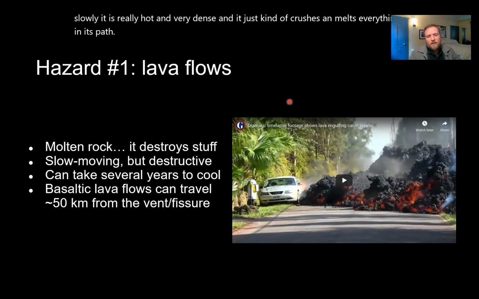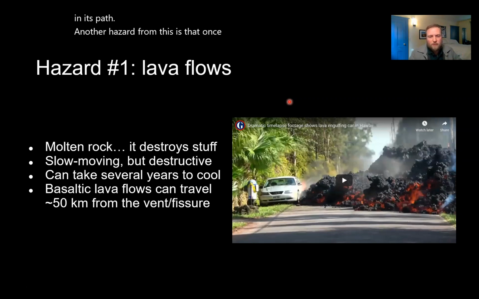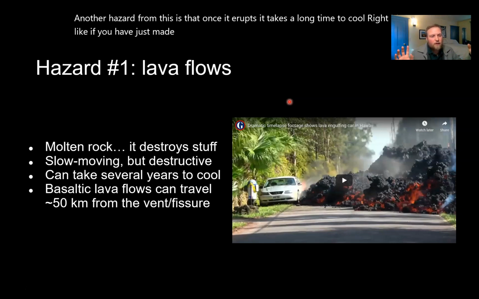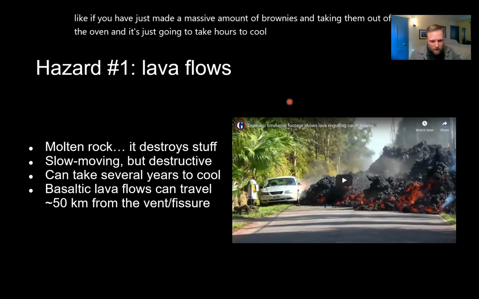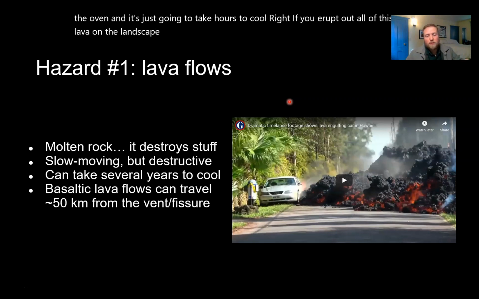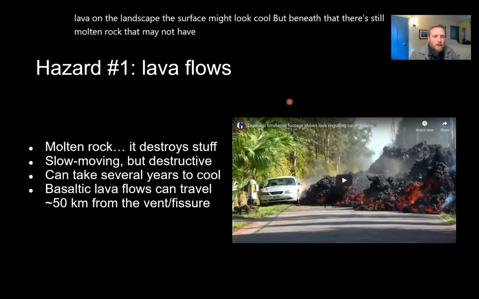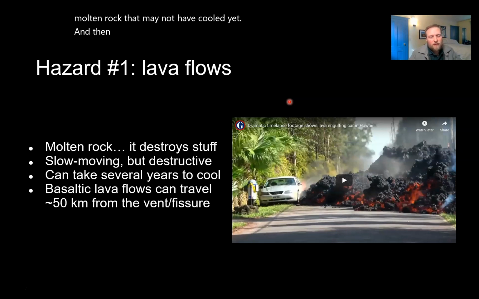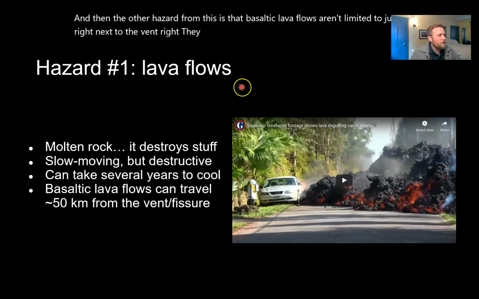Another hazard from this is that once it erupts, it takes a long time to cool, right? It's like if you have just made a massive amount of brownies and taking them out of the oven, and it's just going to take like hours to cool, right? If you erupt all of this lava onto the landscape, the surface might look cool, but beneath it, there's still molten rock that may not have cooled yet. And then the other hazard from this is that basaltic lava flows aren't limited to just right next to the vent, right? They can spread out very, very long distances.